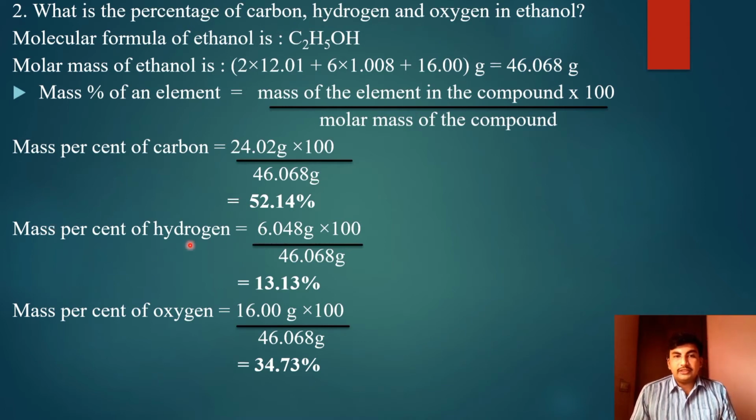So we can get the answer 52.14%. Then mass percentage of hydrogen. Hydrogen total 6 is there. 6 into 1.008, we get the mass of that element in the compound, 6.048 gram, into 100 divided by molar mass of the compound. That is 13.13% of hydrogen present in ethanol. Then mass percent of oxygen. Only one oxygen atom is there in ethanol, right? So 16 into 100 divided by 46.068, that is the molar mass of the compound. That is equal to 34.73% of oxygen present in ethanol.